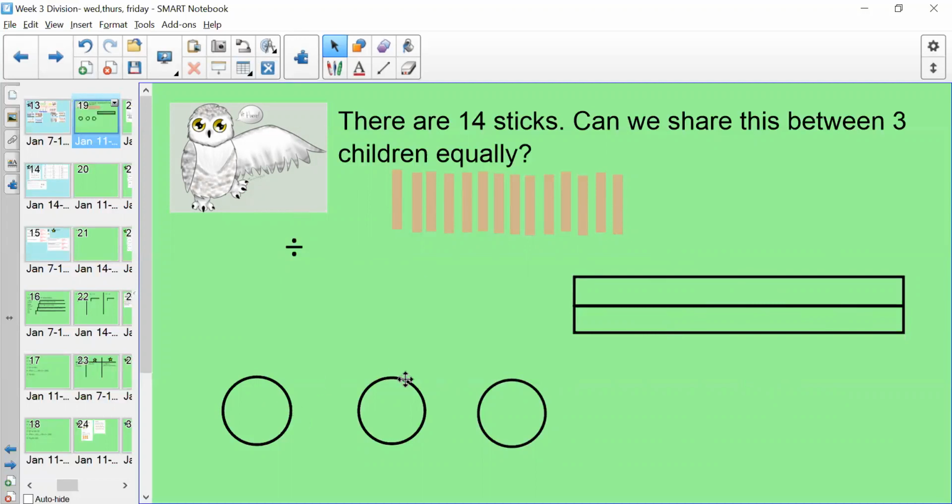So this was your 3 children. Could you give them the equal amount of sticks? Okay, and then you can write your answer sentence as well. So pause the video on a piece of paper, work through that question.